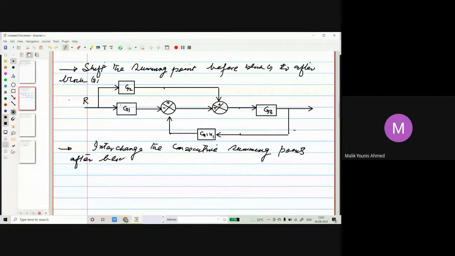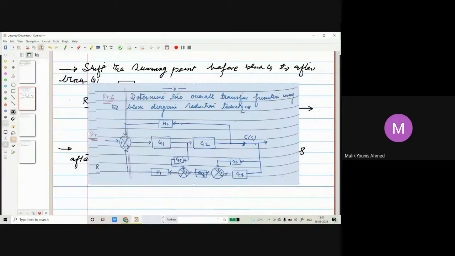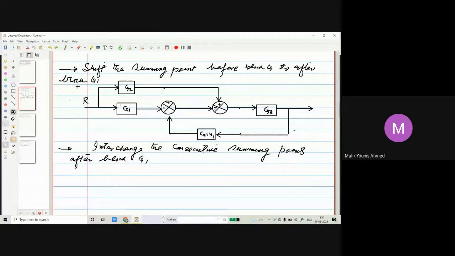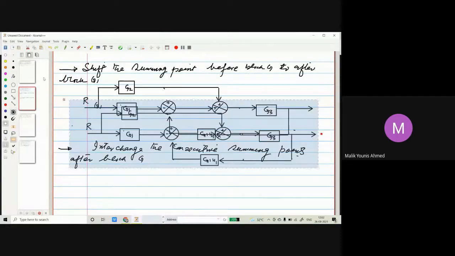After block G1, there are two summing points. We will try to interchange them. So for that, we'll try to copy this. Let us copy this. Later we can take. Okay, let's try to copy this and paste it here.